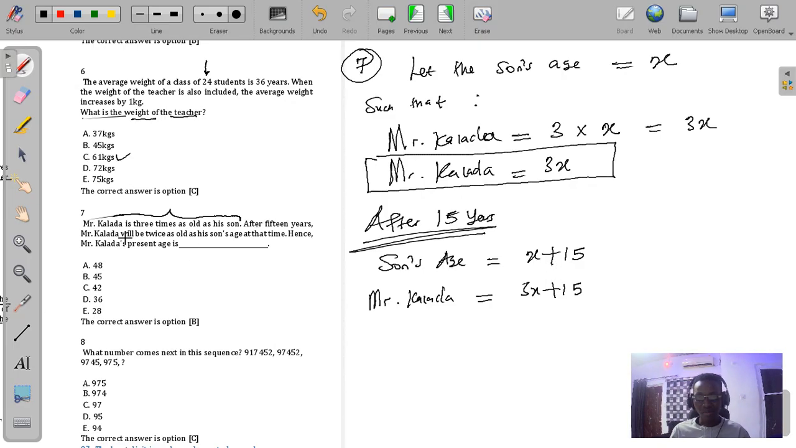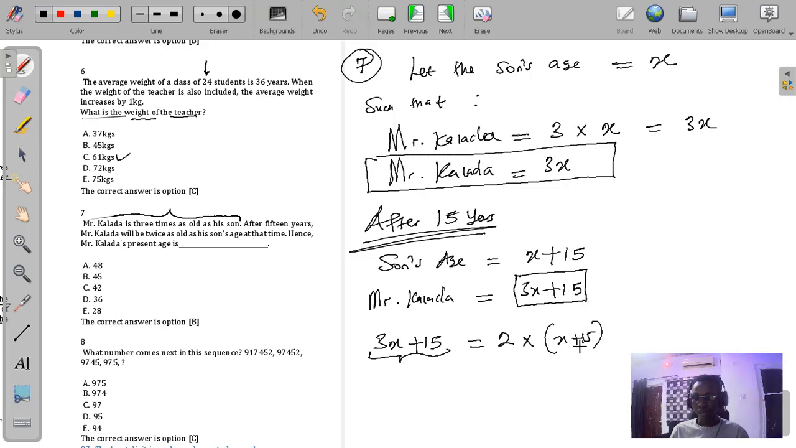So after 15 years, Mr. Kalada will be twice as old as his son's age. So after 15 years, this is Mr. Kalada's age, which is 3X plus 15. So Mr. Kalada will be twice, so that will be equal to twice as old as his son's age at that time. And the son's age was X plus 15. It will be X plus 15 as at that time.